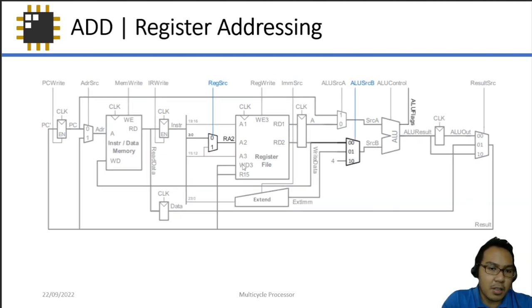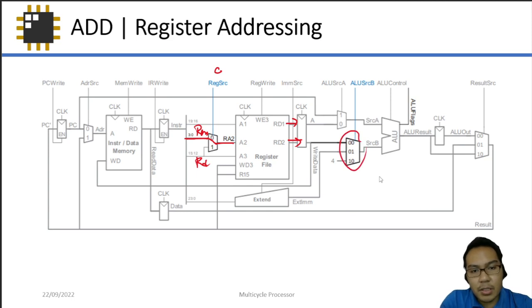But for data processing instructions with register addressing, we need to choose RA2. Remember that earlier we were forcing 15 to 12 over into RA2. Now we need to choose between RM or RD. This is the RM or RD multiplexer. If we have a data processing instruction with register addressing, then we just pass it through here and choose 0. And then that would be stored in this register the very next cycle.